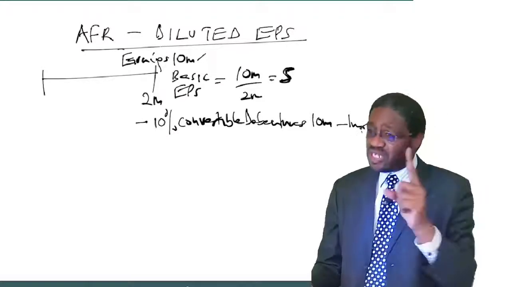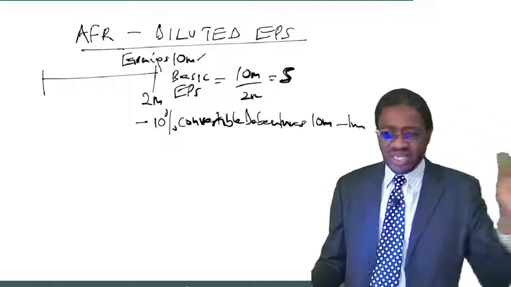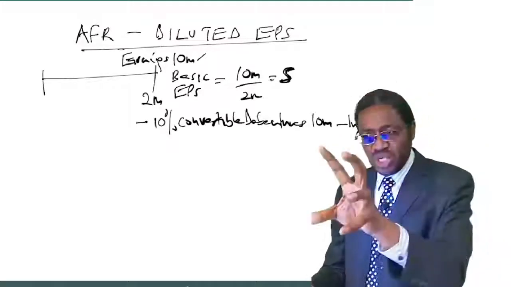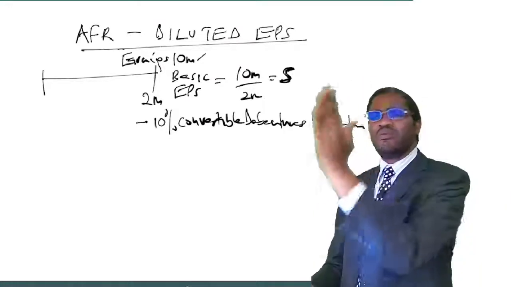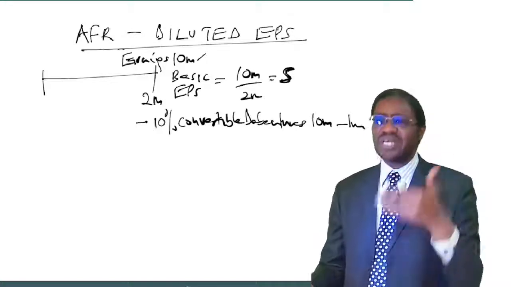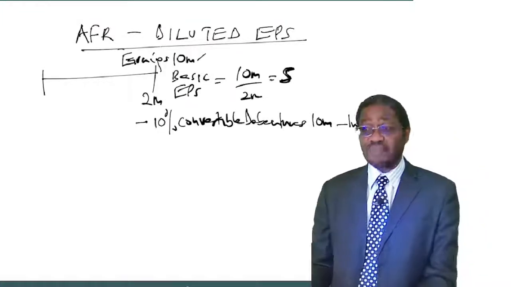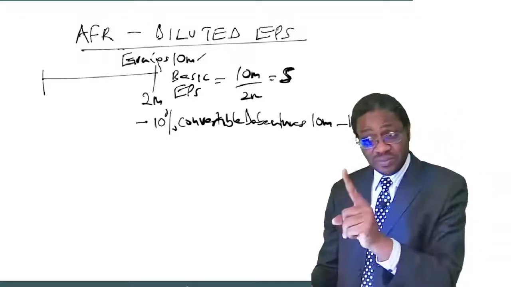Remember, these debenture holders bought debentures many years ago. They never bought ordinary shares. But in the future, when they want to convert their debentures into ordinary, they will be given ordinary shares, and there is nothing they will bring into the business in terms of cash. Therefore, they will be given for free.